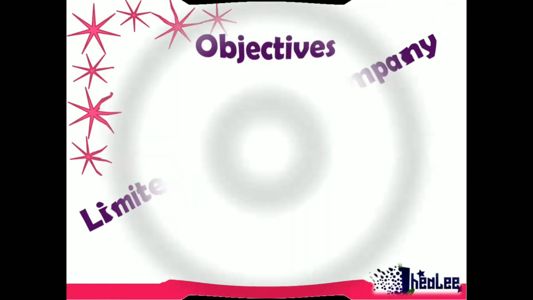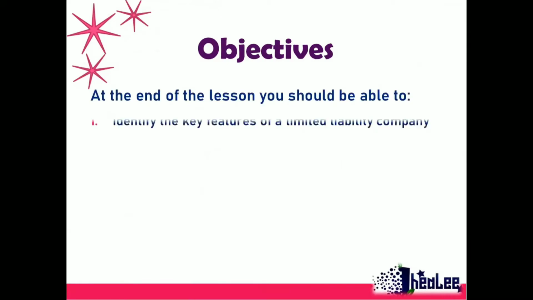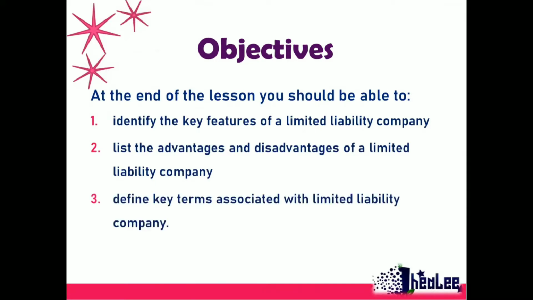Our topic is limited liability company. And we'll begin with our objectives, which are: at the end of the lesson, you should be able to identify the key features of a limited liability company, list the advantages and disadvantages of a limited liability company, and define the key terms associated with limited liability company. So those are the objectives.